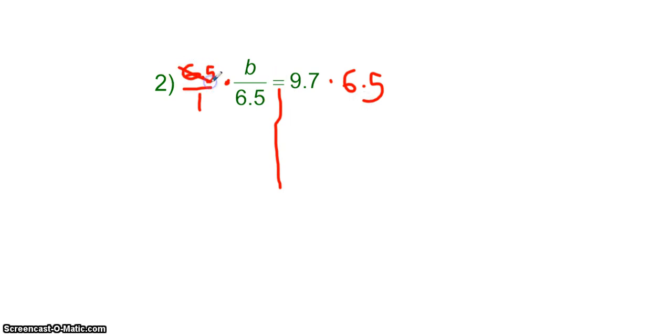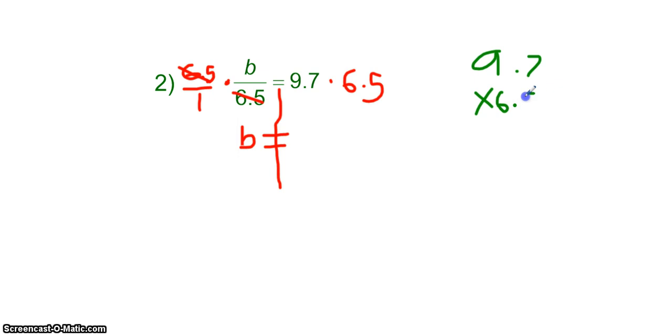These two will simplify since they divide into each other one time. This will simplify to 1b, which is just b because of the sneaky 1. And then over here we're going to have to do the work for 9.7 times 6.5.